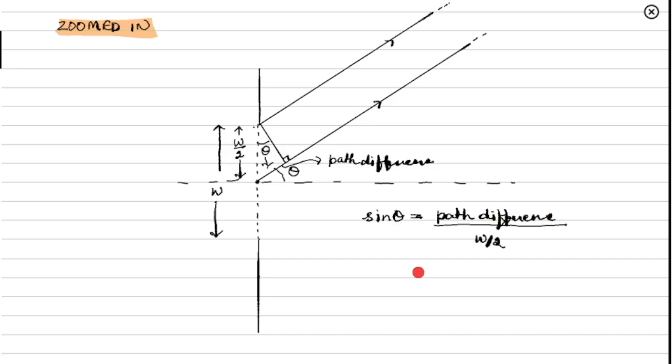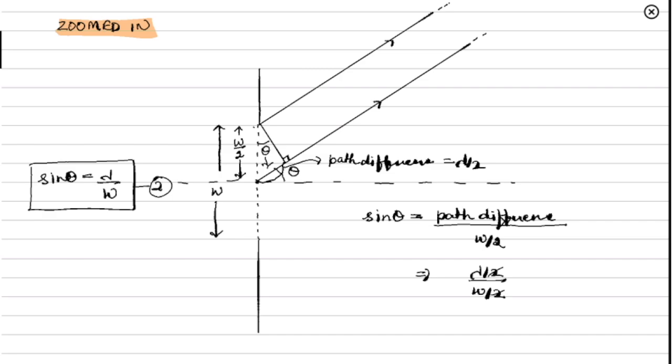What will be the path difference for destructive? It has to be lambda by 2. Remember, it will be lambda by 2 only. So lambda by 2 divided by W by 2. Oh, I can cancel out these 2's. So I can say sine theta is coming as lambda divided by W. And here comes my second equation when I'm zoomed in. Now our derivation is done.